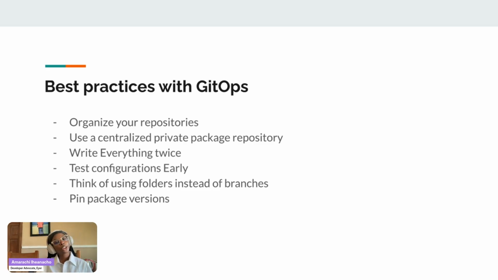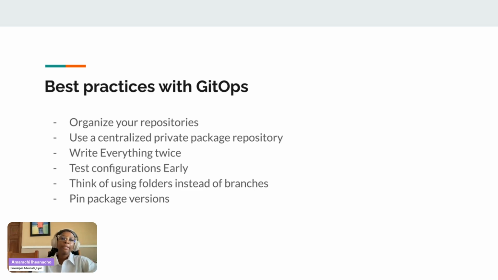Also, you can think of using folders instead of branches for your prod, staging, and dev environments, because folders are easier to just read through and look at what is happening. You can use your tree command to see how these different configuration files differ from each other. Is this what I intended to do, or is this an incomplete configuration? It's just easier to look at with folders.